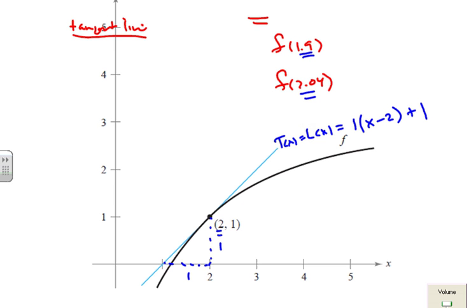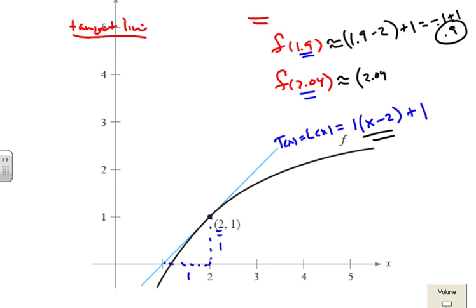Now let's use that equation to help us determine approximately what these values are. I'm going to plug 1.9 into this function. So I have 1.9 minus 2 plus 1. That's going to give me negative 0.1 plus 1, which is 0.9. So approximately, f of 1.9 is 0.9. We do the same thing with 2.04 minus 2 plus 1, which gives 0.04 plus 1, which is 1.04. That is our approximation of that value using linearization in the tangent line equation.